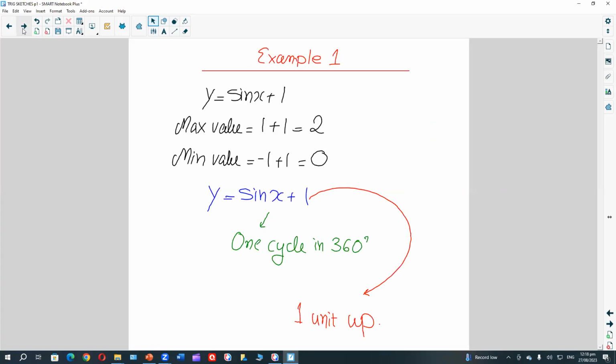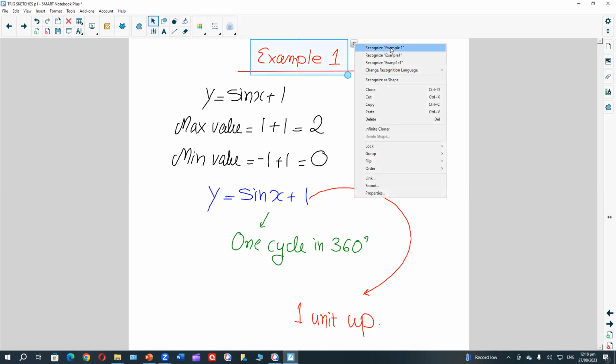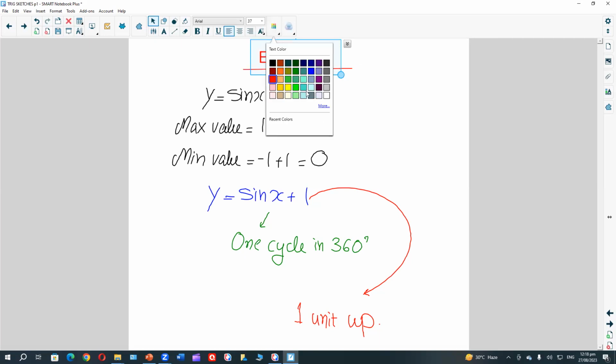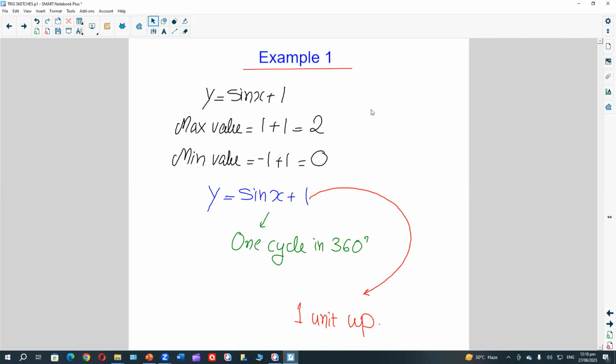Now, I'm putting the example number 1, sin x plus 1. Remember this concept: when there is a number in plus or minus, it means you are willing to move the sketch up or down. This is how we translate this concept. So plus 1 means you want to move the sketch up.